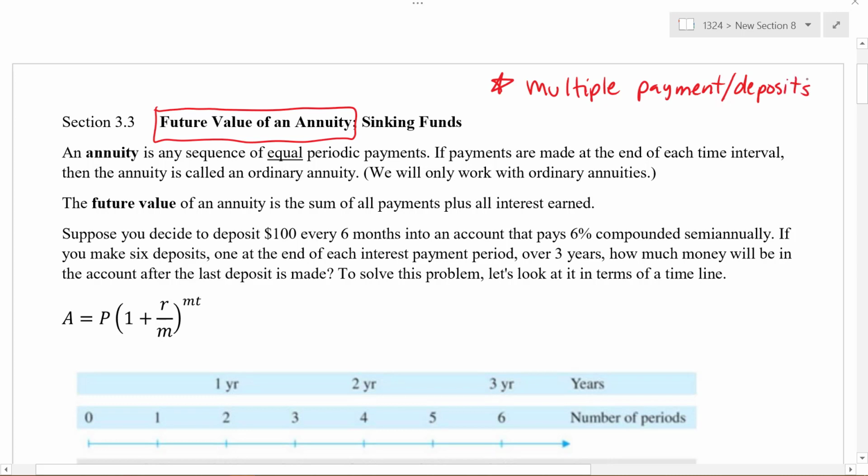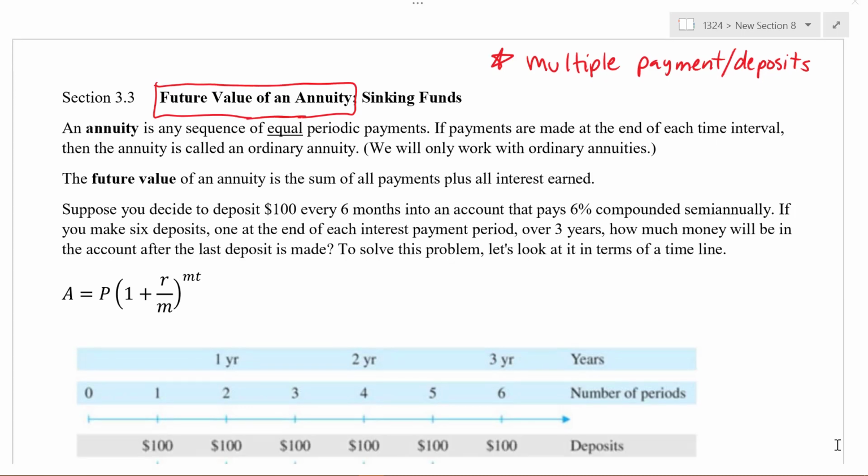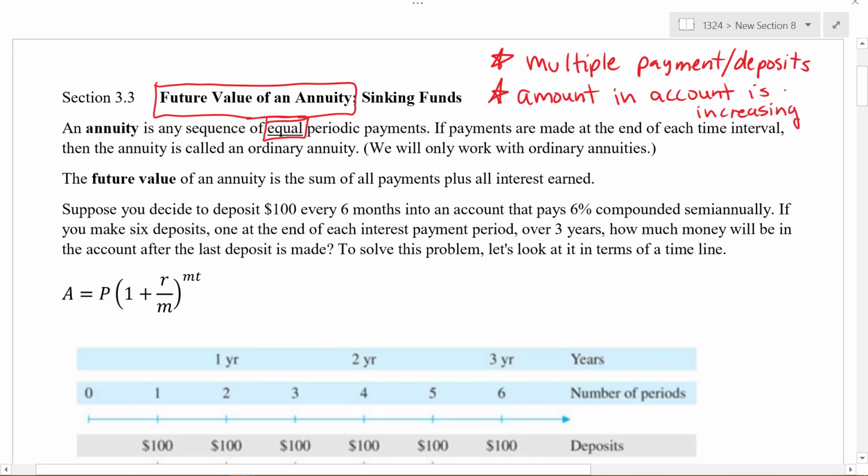Okay, so with an annuity, you don't just make one deposit or one payment at the beginning and let the money sit there. With an annuity, you make multiple payments or deposits throughout the duration of the loan into the account. And each of these payments are exactly the same amount. They have equal value. The second thing that sets a future value annuity apart from other things that we're going to look at is that the amount in the account is increasing. So these two things are really important.